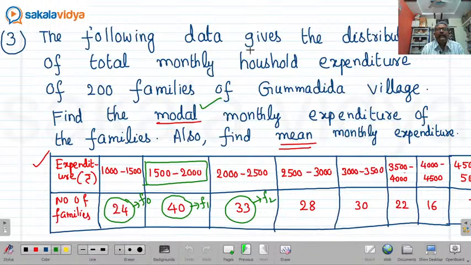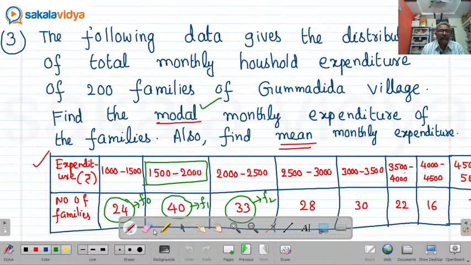The following data gives the distribution of total monthly household expenditure of 200 families of Gummadi village. Find the modal monthly expenditure of the families. Also find mean monthly expenditure. So that means mode you need to find out, mean you need to find out. Okay, let us find out now.